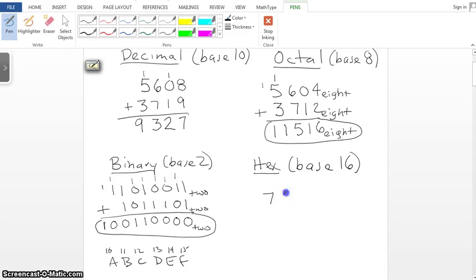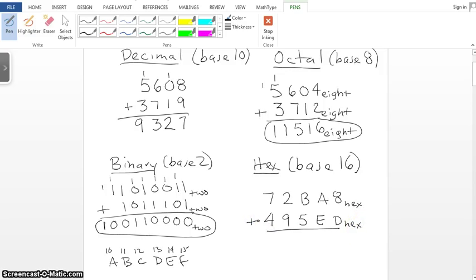7, 2, B, A, 8. Right, this is base 16, hexadecimal. And let's add a 4, a 9, a 5, E, D. Hex. Right, the operation is add.